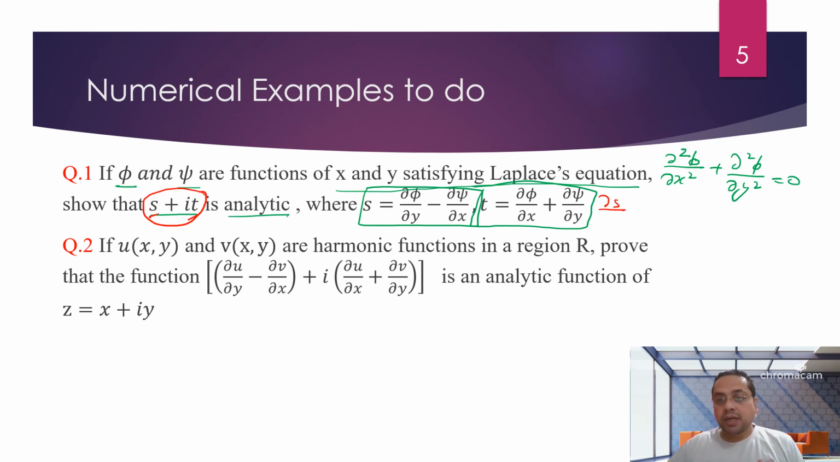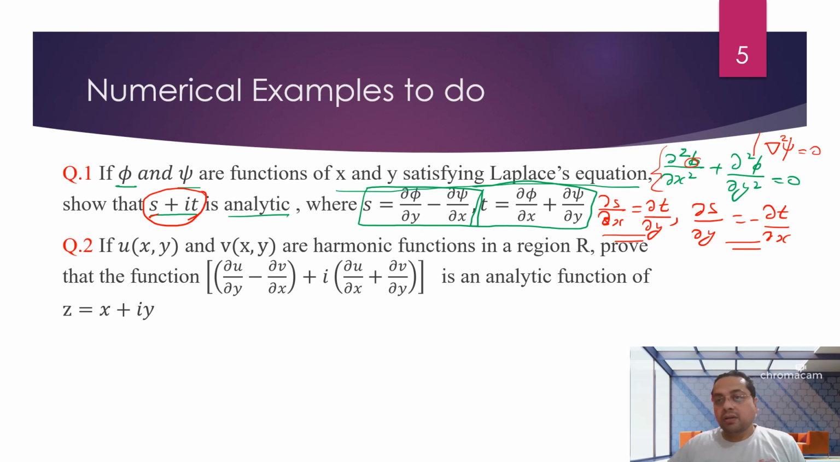That means del s over del x is equal to del t over del y and del s over del y is equal to minus del t over del x. You have to prove these two equations with the help of these two equations with respect to phi and xi. This is also considered as the Laplace equation.